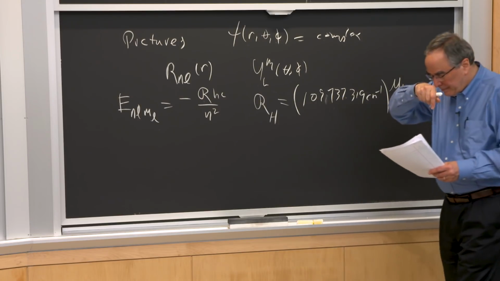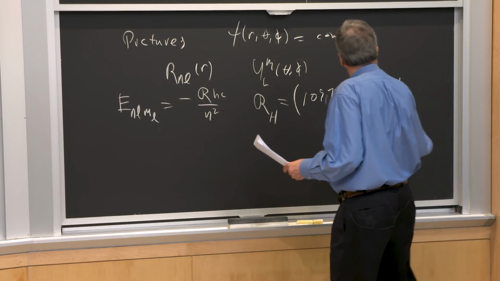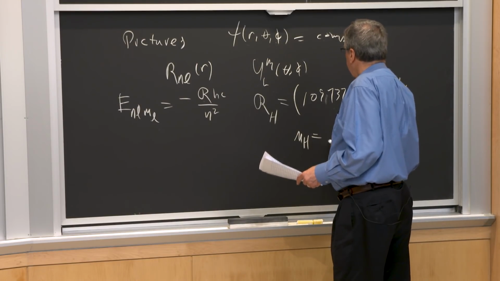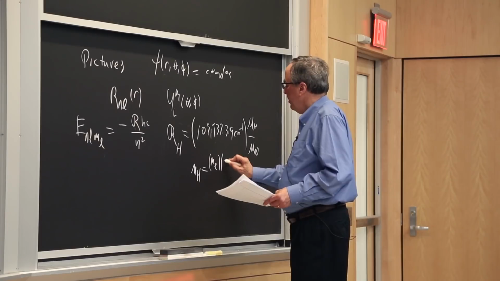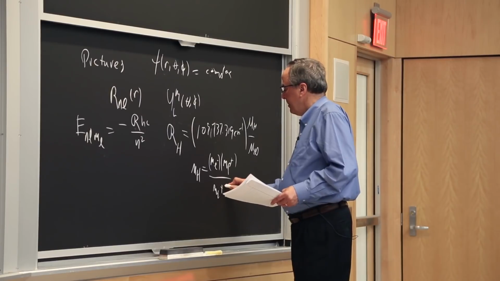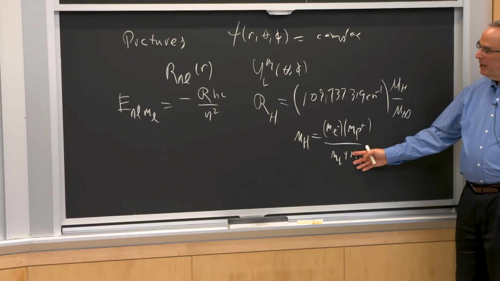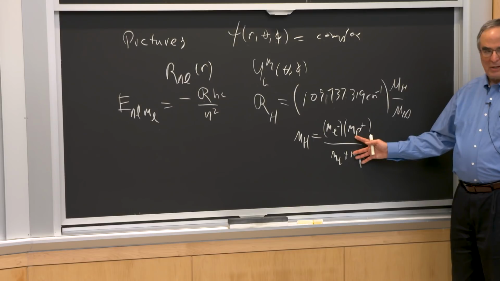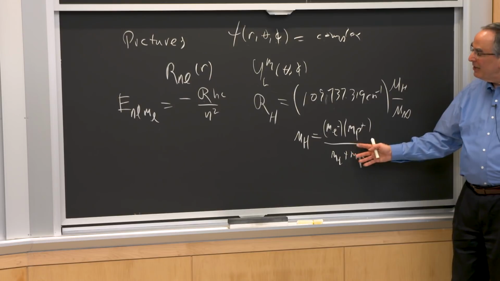Now, mu_H is equal to the mass of the electron times the mass of the proton over the mass of the electron plus the mass of the proton. Now, the mass of the proton is much bigger than the mass of the electron. And so you can use this as a trick. You can say, well, we know what this is. It's easy to calculate.